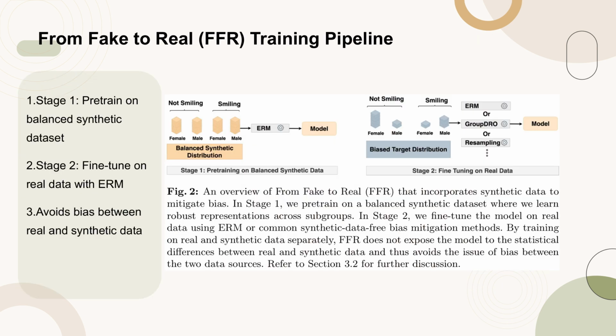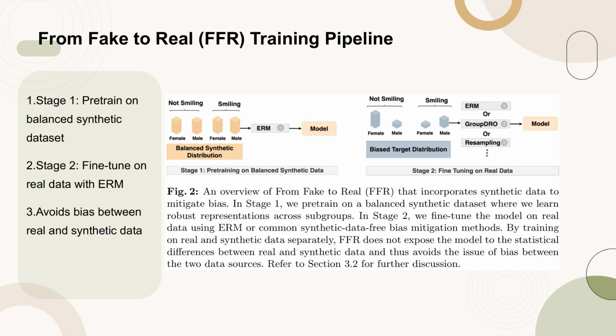Figure 2 provides an overview of the From Fake to Real, FFR, training pipeline designed to mitigate bias by incorporating synthetic data. In the first stage, the model is pre-trained on a balanced synthetic dataset, enabling it to learn robust representations across different subgroups. This step is crucial as it ensures that the model does not develop biases towards any particular subgroup. In the second stage, the model is fine-tuned on real data using either empirical risk minimization, ERM, or other common synthetic data-free bias mitigation methods.